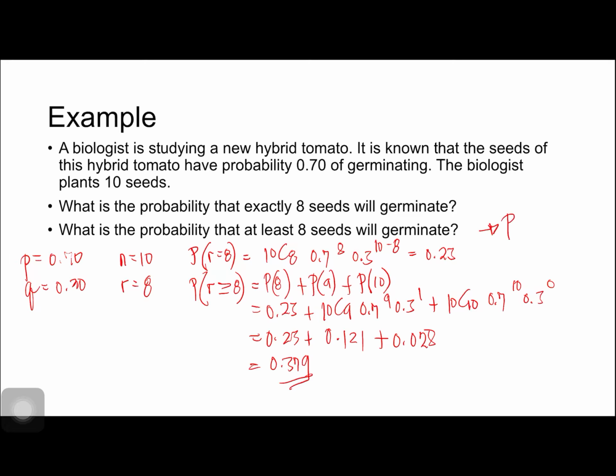What if there is a follow-up question? What if we want to know the probability that R is less than 8? The probability of R less than 8 is equal to 1 minus the probability of R greater than or equal to 8. That is 1 minus 0.379, which is equal to 0.621.